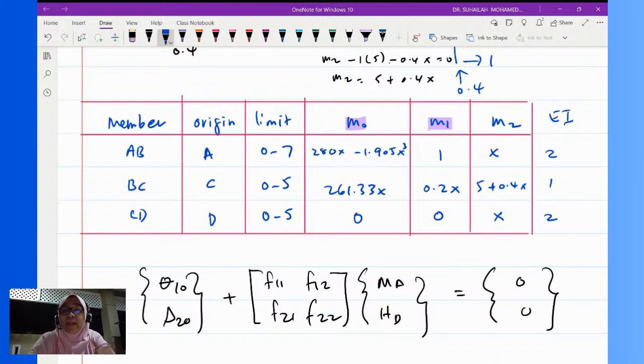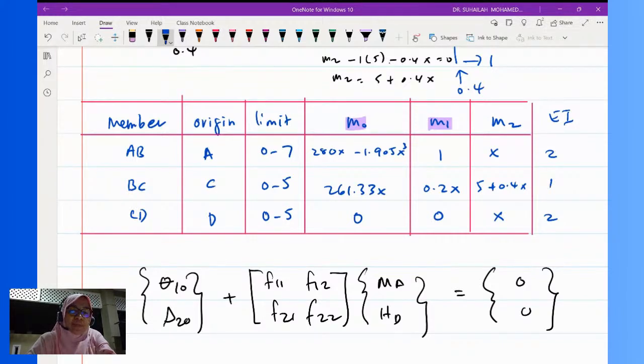You don't need to write everything. So focus on your aim. Our aim is to calculate redundant MA and HD. And in order to have that, we have to have the compatibility equation. And in the compatibility equation, we have 6 displacements, because of 2 redundants.